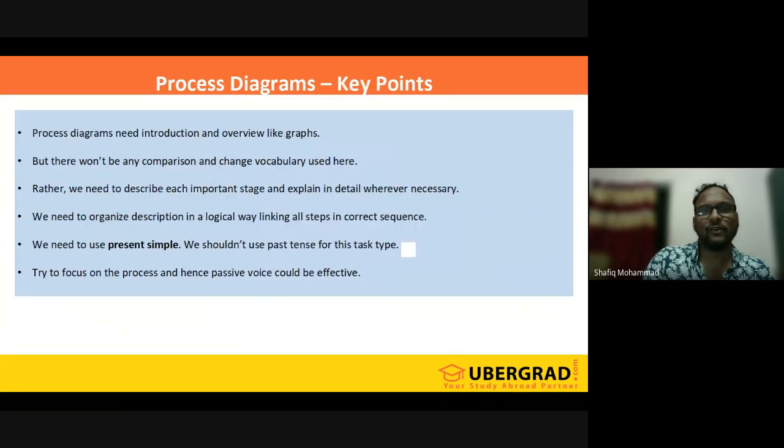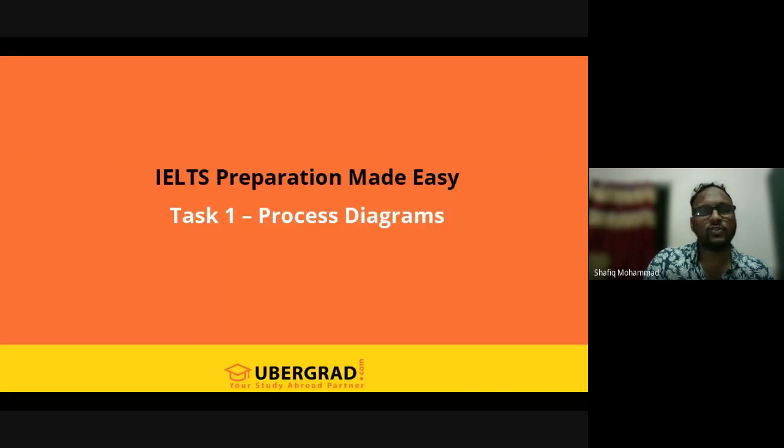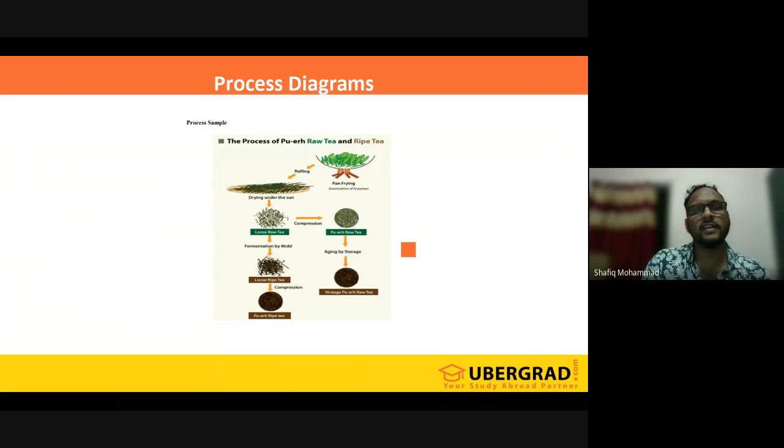So now you will ask, sir, how will we do this? How should we answer a process or diagram? This also we need to answer. Same four paragraphs. The first should be the introduction. The second would be the overview, overall, whatever you see, and the third and fourth paragraphs will be explanations.